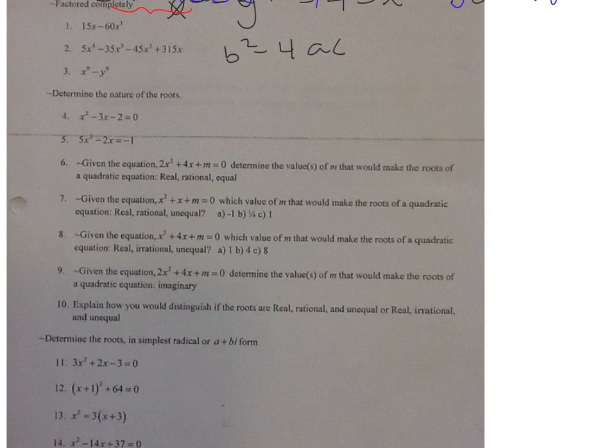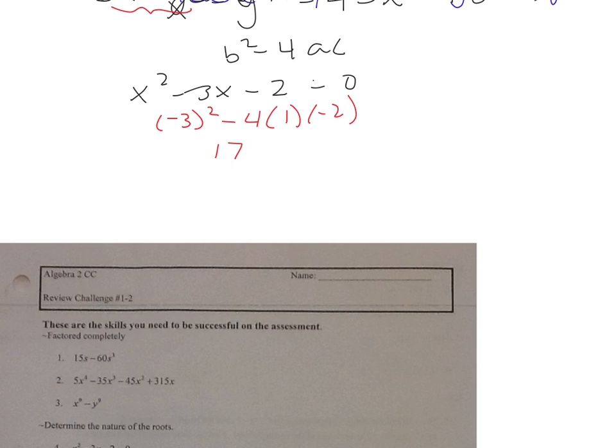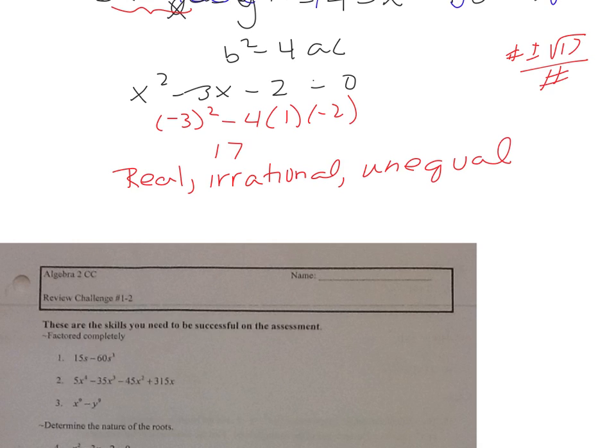All right, so let's start with number 4. Number 4 is x squared minus 3x minus 2 equals 0. All right, so my b is negative 3, so it's negative 3 squared minus 4 times 1 times negative 2. So you can just plug that in the calculator, you get 17. So remember, you want to think about, on the side, a number plus or minus the square root of 17 over a number. Are they real? Yes. Rational or irrational? You can't take the square root of 17, so that is irrational. And they are unequal because you are adding and subtracting the square root of 17.